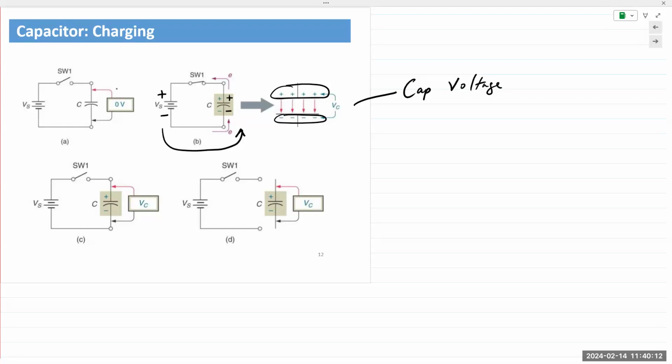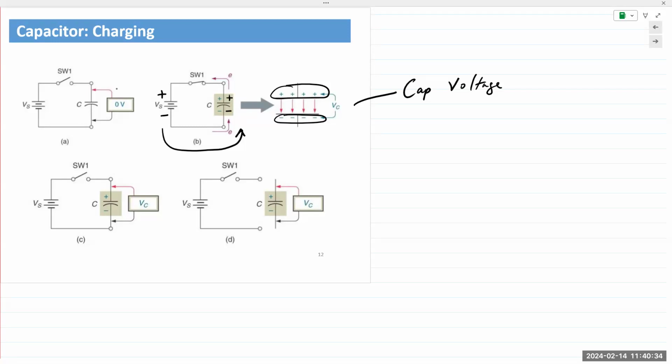Current is still flowing, because anytime electrons flow, current is flowing. Physically, if the electrons are flowing, that means there's current flow present in the pathway. So even though it's not crossing through the plates, it's still current flowing through the capacitor. And the reason is because there is a charge imbalance.